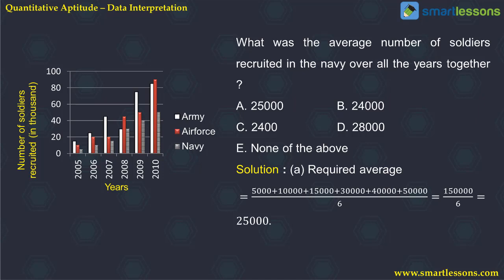Now, if you add all these, 5,000 plus 10,000 plus 15,000 plus 30,000 plus 40,000 plus 50,000, you will get 1,50,000. So the required average is the total number of soldiers recruited in these 6 years divided by 6. So that will give you 25,000. So option A is the correct option.